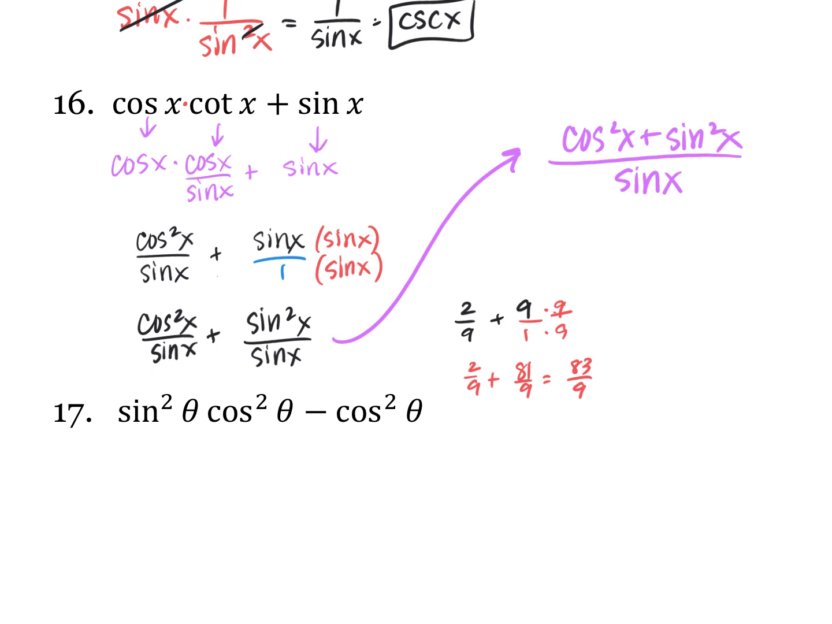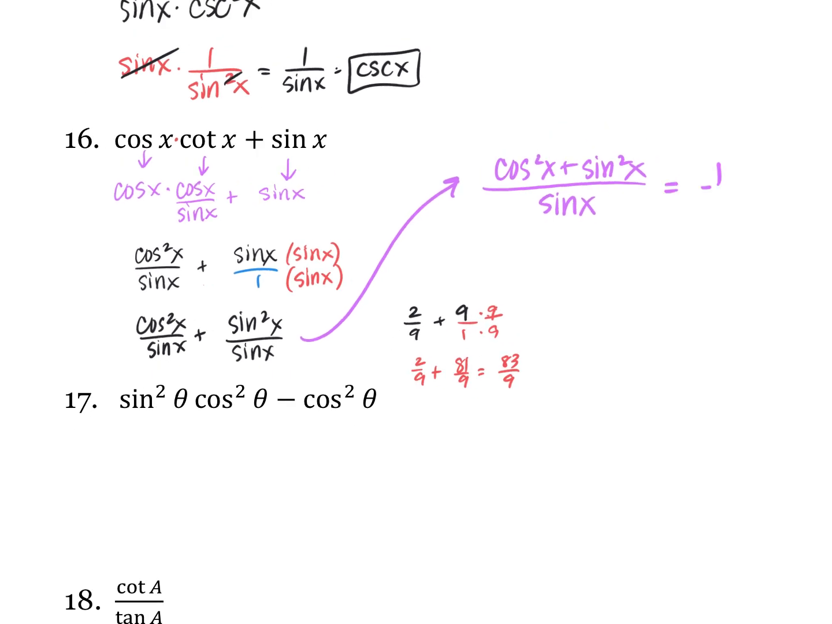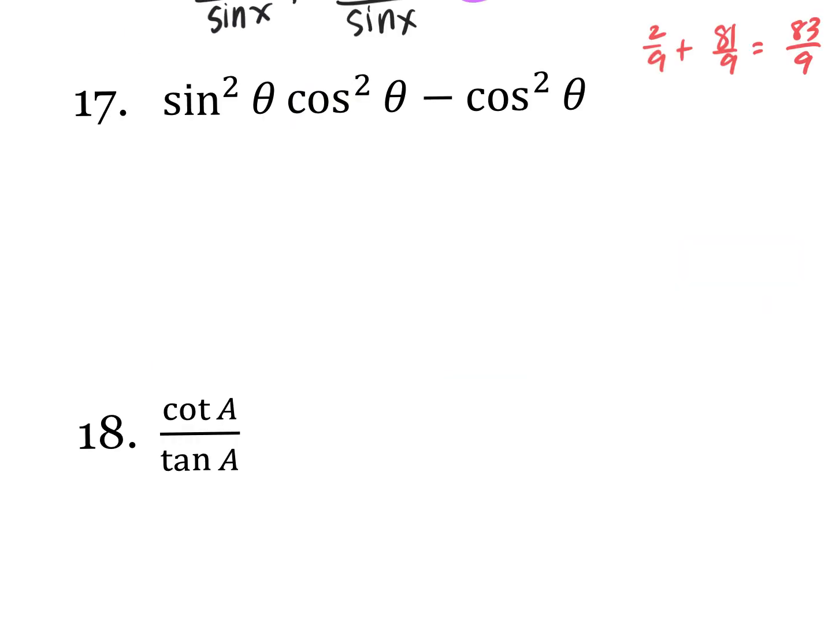Doesn't sine squared plus cosine squared equal 1? So can I replace that entire numerator with 1? 1 over sine is the same as cosecant. Did we simplify it? I would say yes. How about this one?